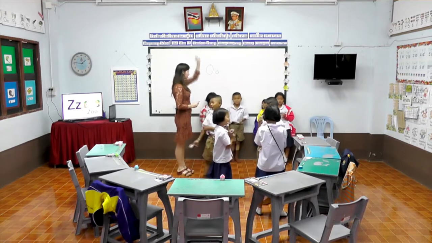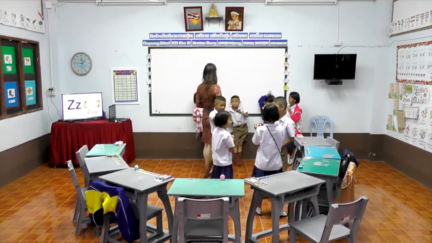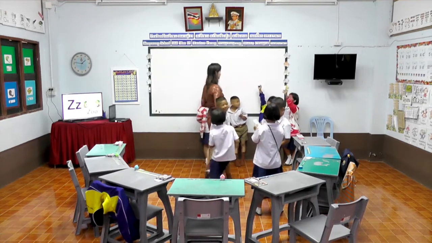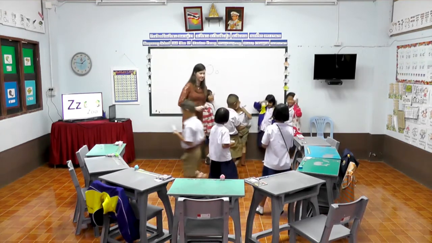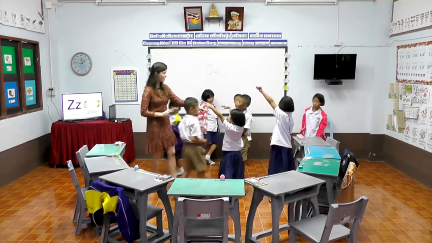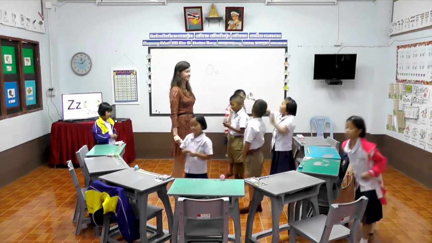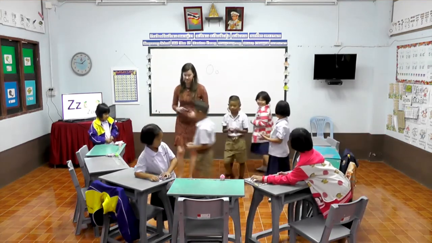If you found your partner, put your letter up in the air. What letter do you have? W. W. What letter is this? Z. Z. Who else has found their partner? I. What's our other letter? Yeah. What letter is that? Z. Z. Good. Put your letters here.